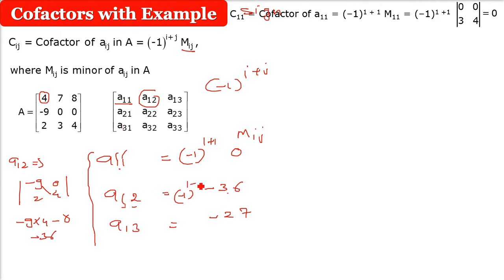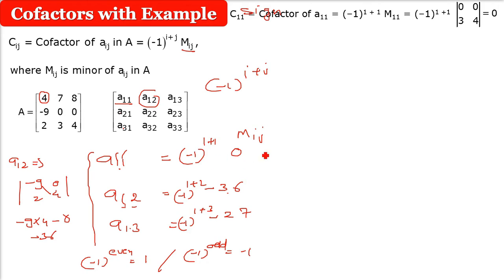In the second case, i is 1, j is 2. Here minus 1, i is 1, j is 3. So now this has become a cofactor. Let me tell you the property of negative 1. Negative 1 to the power of even will always be 1, and negative 1 to the power of odd is always going to be negative 1.